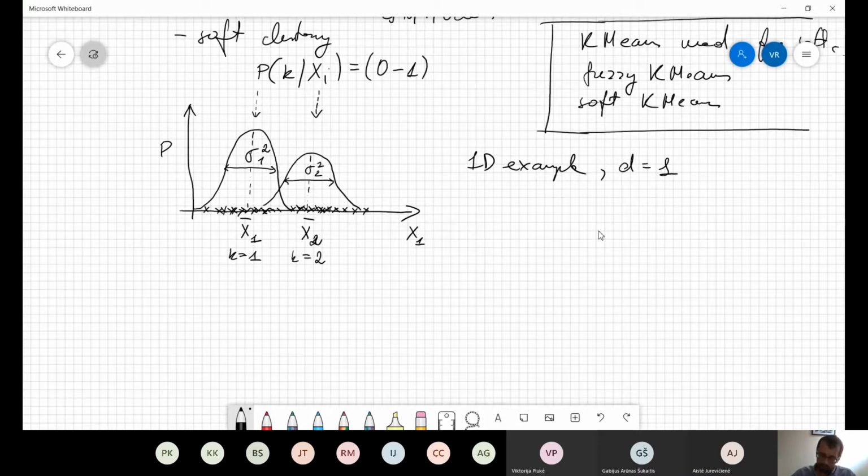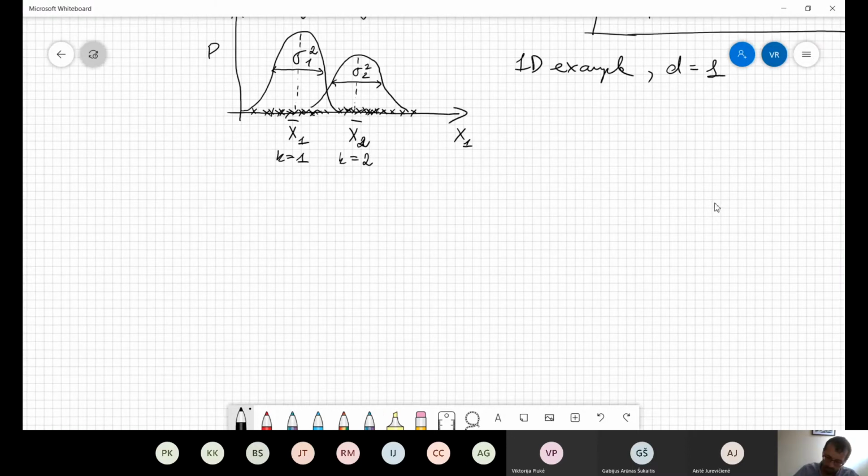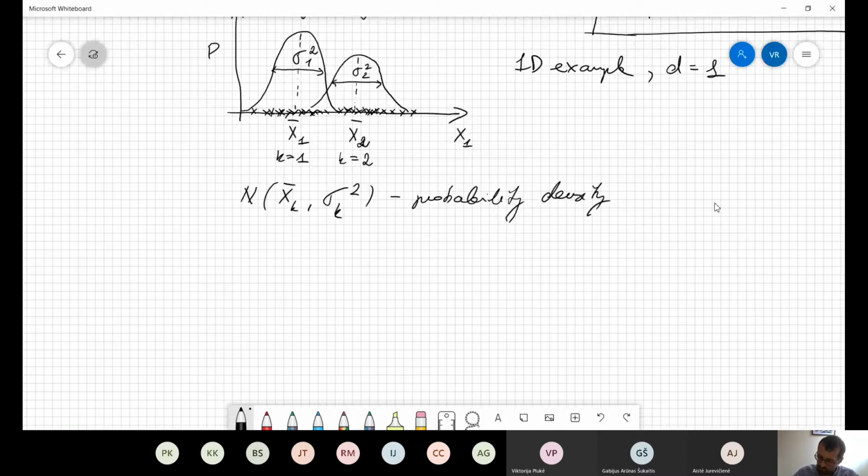Okay, so if you would like to calculate the probability, you have to use something like the normal distribution density function, which is expressed as the capital N, and you have to provide the center and sigma, obviously, sigma for the K. And this is the so-called probability density function.